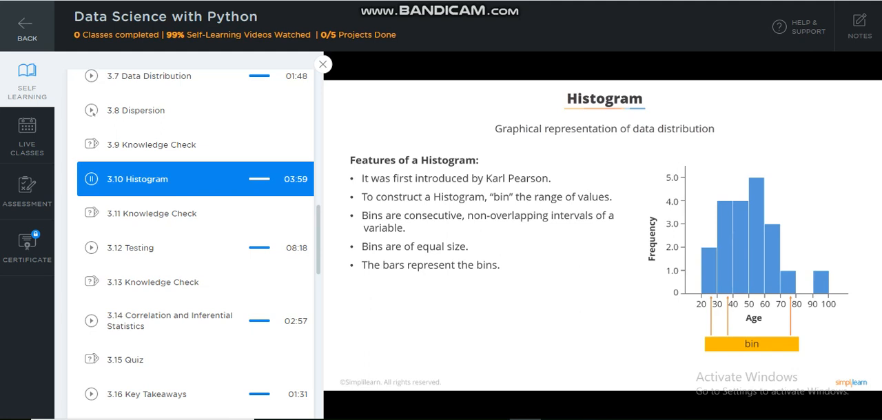In the graphical representation, each bar represents a group of values, also called a bin. The height of the bar represents the frequency of the values in the bin. Histograms help assess the probability distribution of a given variable by depicting the frequencies of the observations occurring in a certain range of values.